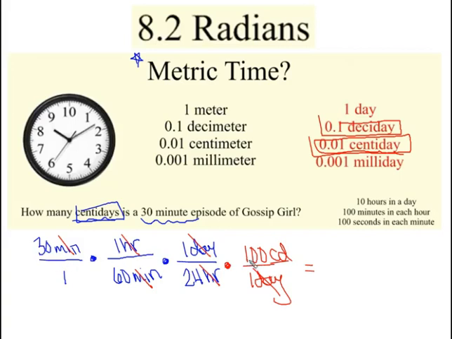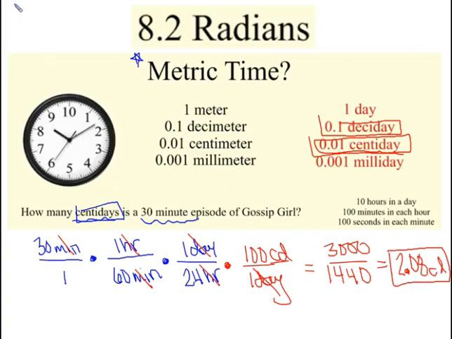When we multiply fractions, we can go straight across. So 30 times 1 times 1 times 100 would give us, what, 3,000? And then we have 60 times 24 times 1 times 1. And I believe that would give us 1440. So then we can do this conversion. If we did 3,000 divided by 1440, we get about 2.08 centidays. So if we were to use metric time, we could anticipate 30 minutes being about 2.08 centidays.